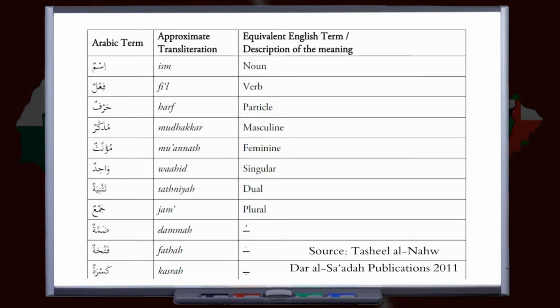Today I'd like to go over some basic Arabic grammatical terms, the terms that are used in Arabic, and also their corresponding English terms. So we have the three types of utterances in Arabic: a noun, verb, and particle. A noun, ism; verb, fi'l; and particle, harf. You might notice that harf is also the word for letter, but here in grammar it's particle.